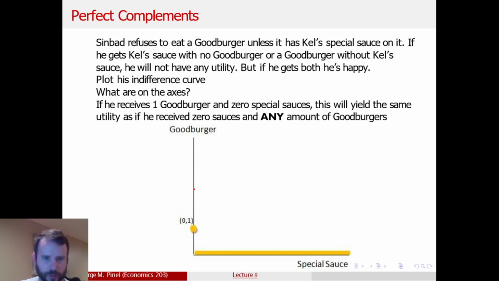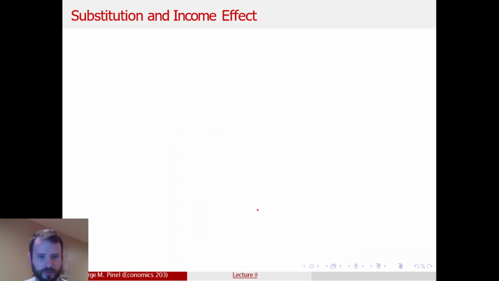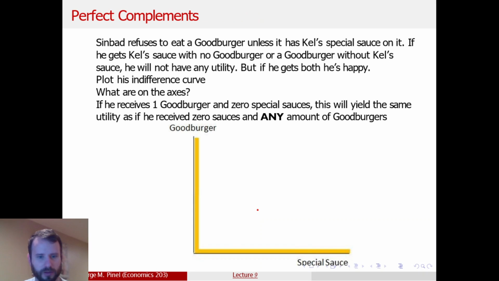Okay. So basically we can draw a straight line like this. So having 0 special sauces, no matter how many good burgers you have. So everything on the Y that's touching this line is 0 special sauces. Any amount of special sauce that you have without a corresponding good burger is the same as having no good burger. It's 0 utility. And vice versa for special sauce.